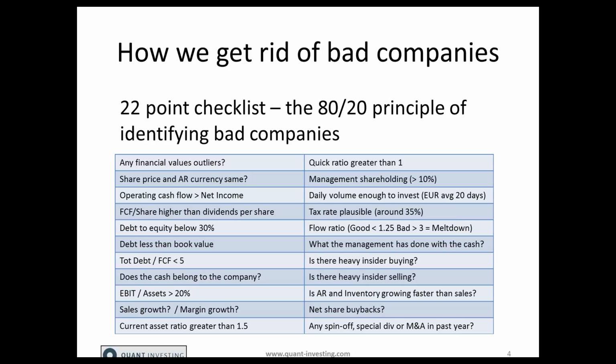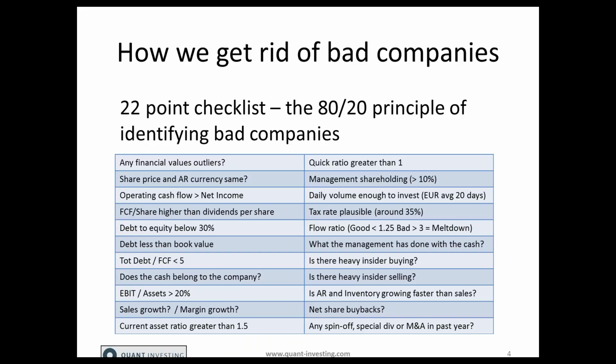Let me just explain about the checklist. We don't have a strict rule that if a company fails any amount of these items, we throw it out. This is simply a list that we go through to identify possible problem areas and areas where we need to do a little bit more research on the company. I'll go through a few items. We don't have time to go through all of them, but they're quite self-explanatory.